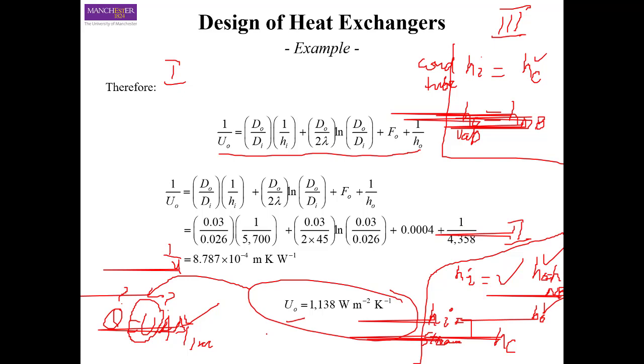This is slightly out of the scope of this unit, so we are not going to talk about it, but in actual life, that is how you design, because in most cases we don't know the values of these HIs and H naughts, and then you have to iterate to find the correct, or final, value of these heat transfer coefficients.